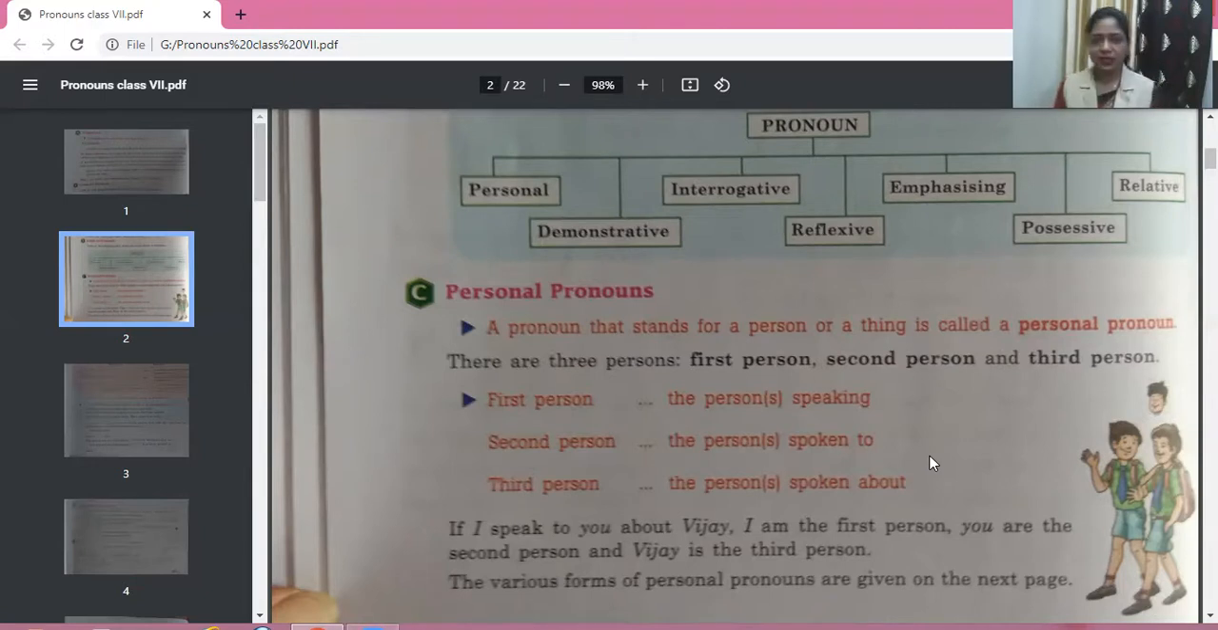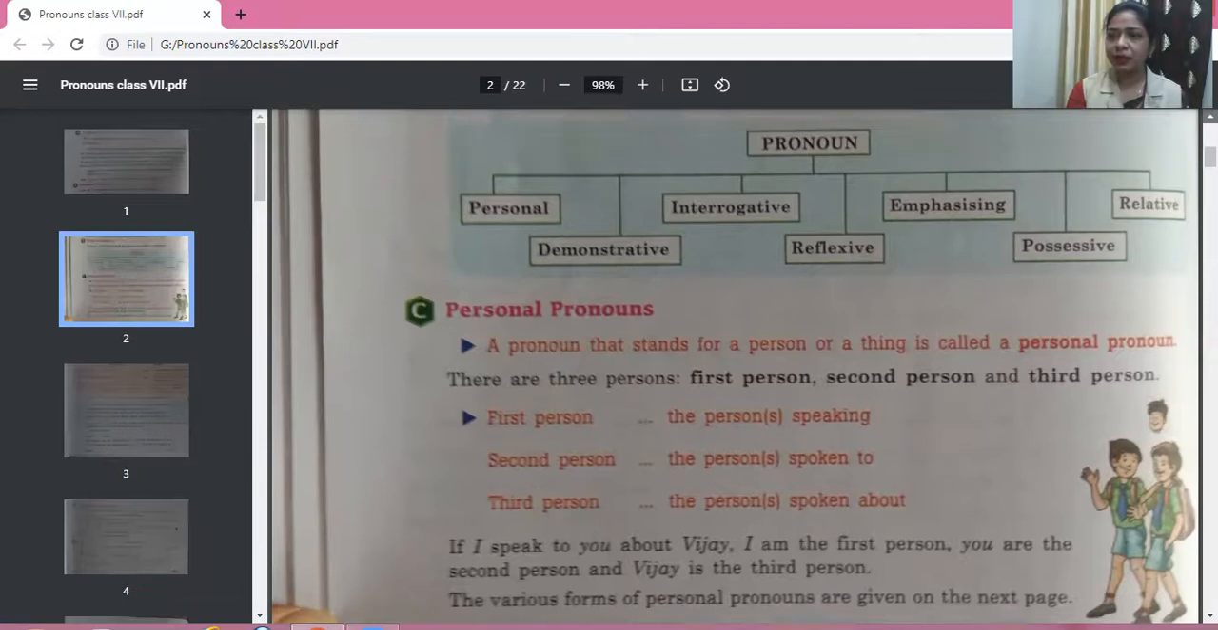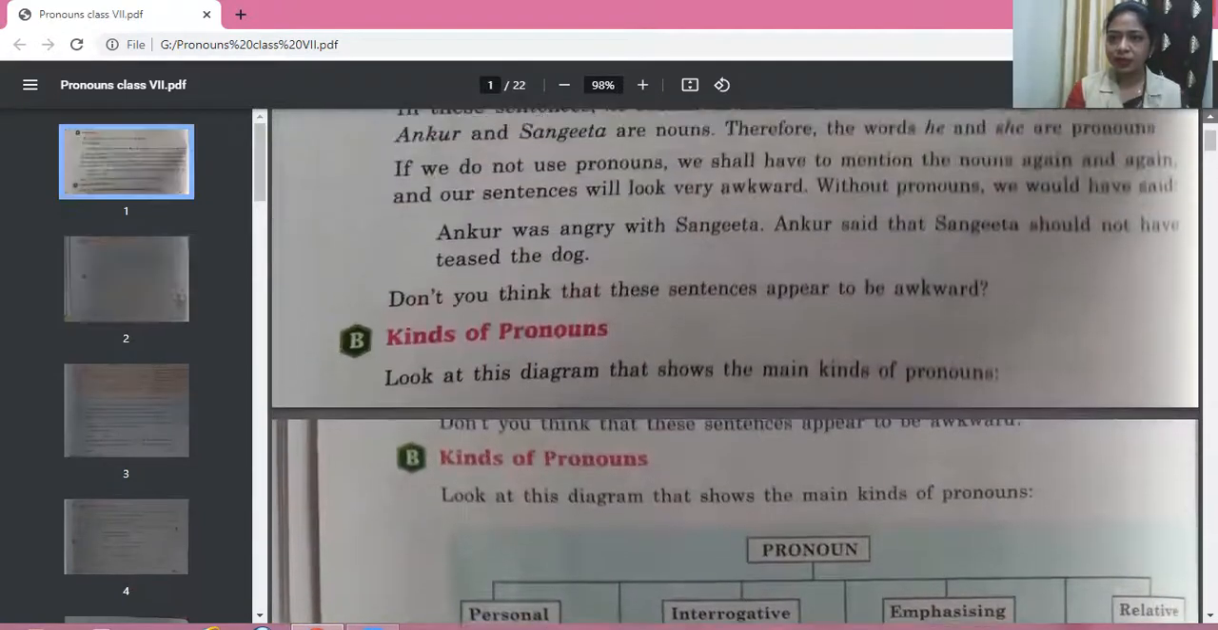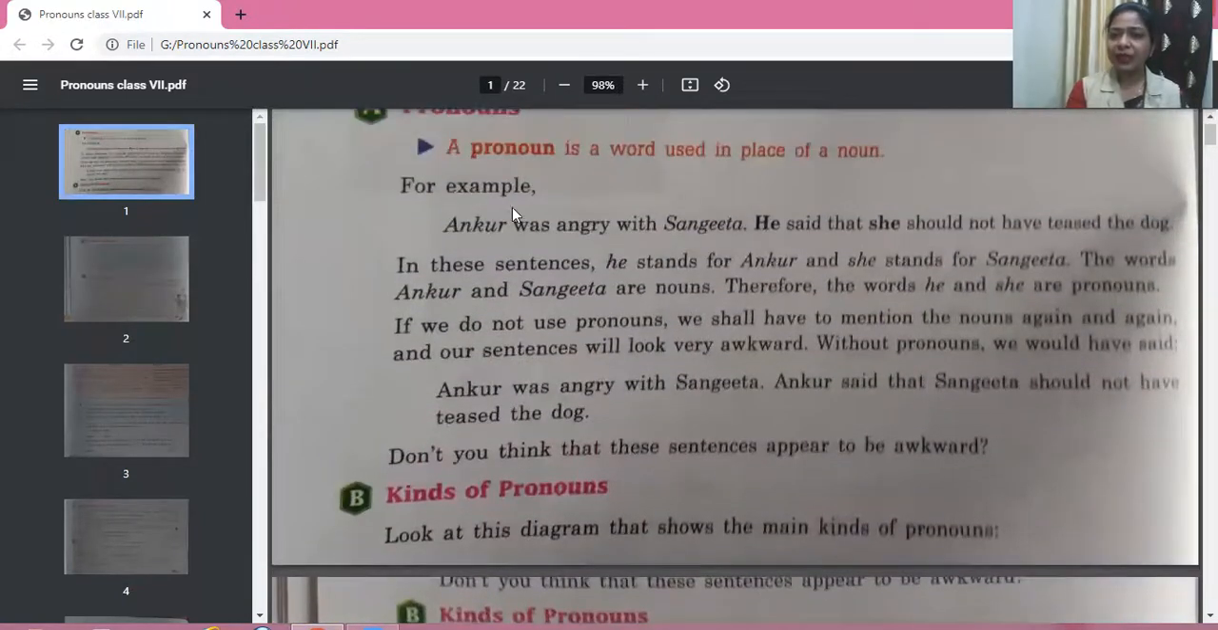Now, what are personal pronouns? Personal pronouns stand for people or things. Okay, let's see here. A pronoun that stands for a person or a thing is called a personal pronoun. So as you saw in the previous example here, Ankur and Sangeeta were people. So in place of these nouns, we are using he and she.